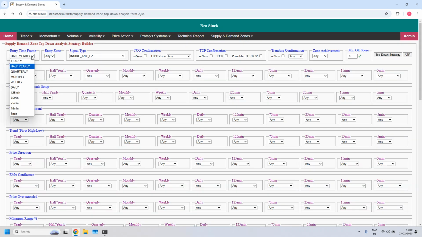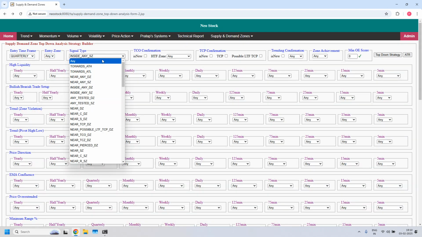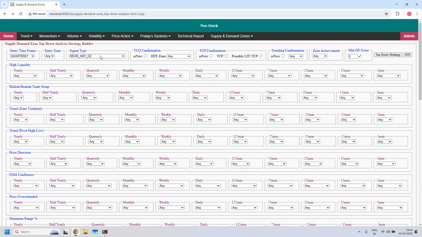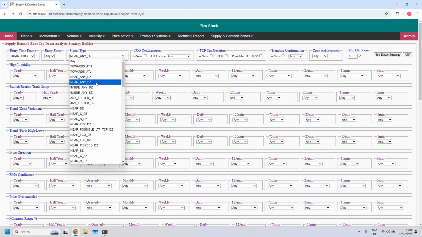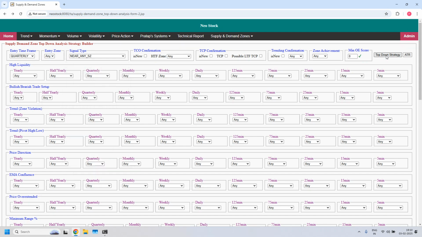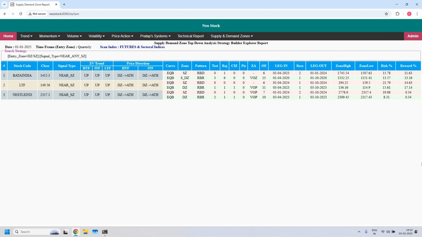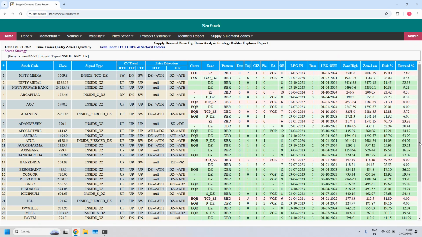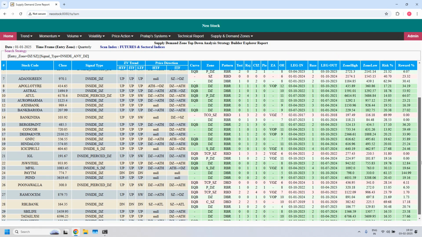Next time frame is quarterly. Quarterly time frame, stocks near quarterly demand zone, we got 1 stock. Next, stocks near quarterly supply zone, we got 3 stocks. Next, quarterly time frame, price closed inside the quarterly demand zone, we got 31 stocks.